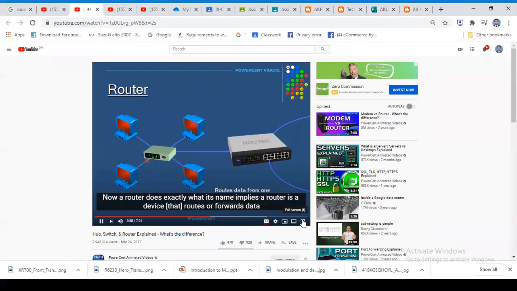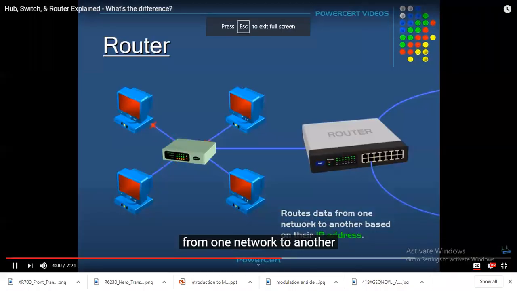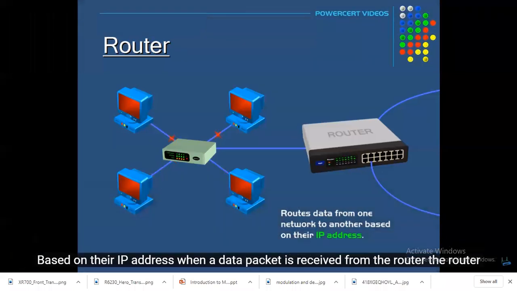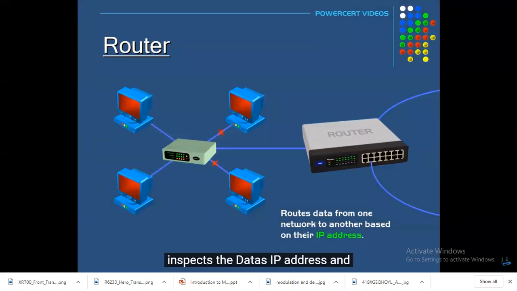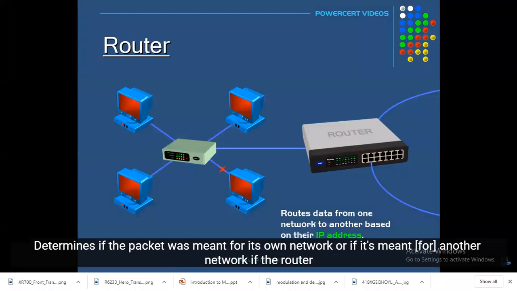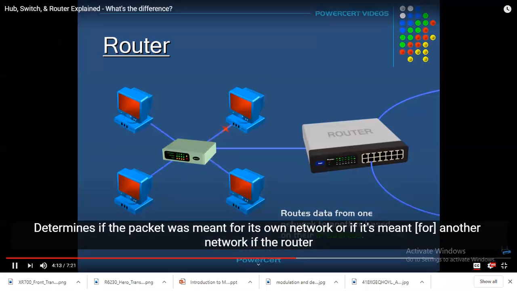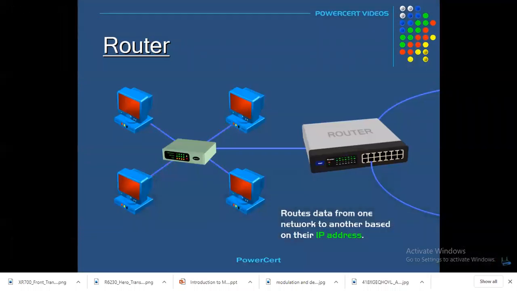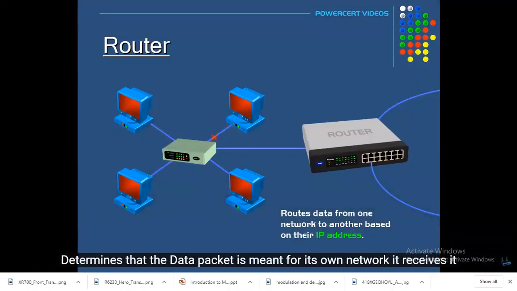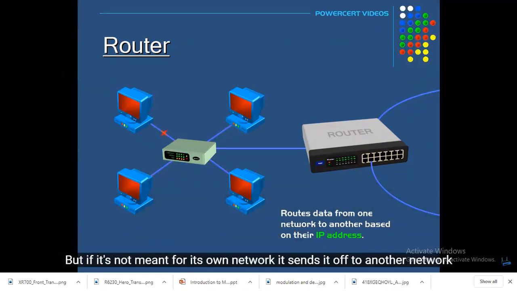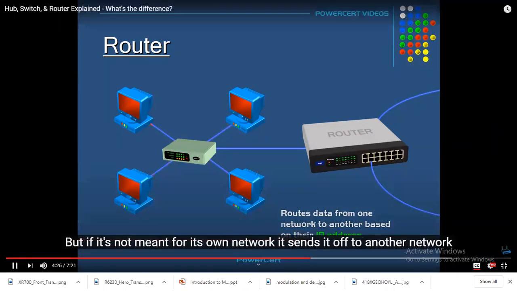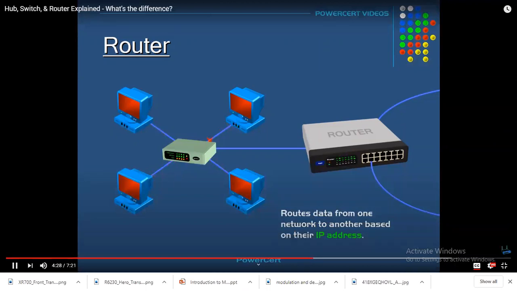A router forwards data from one network to another based on their IP address. When a data packet is received, the router inspects the data's IP address and determines if the packet was meant for its own network or if it's meant for another network. If the router determines that the data packet is meant for its own network, it receives it. But if it's not meant for its own network, it sends it off to another network.